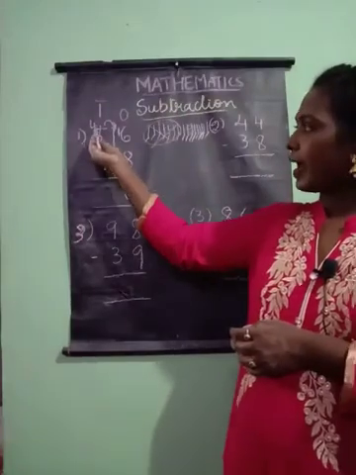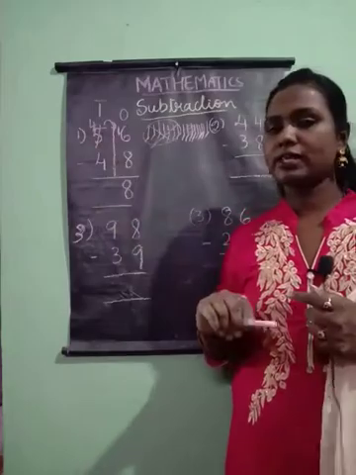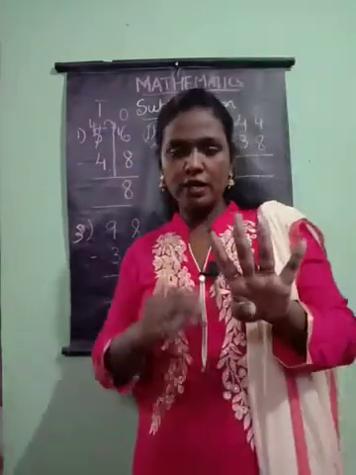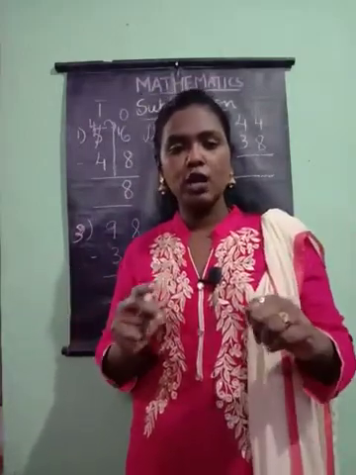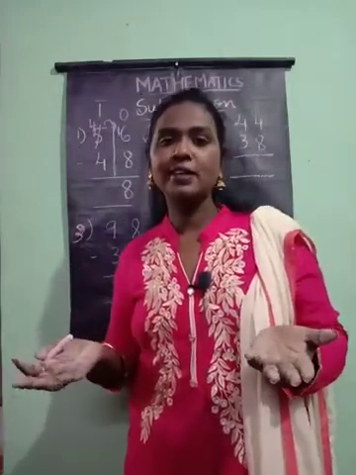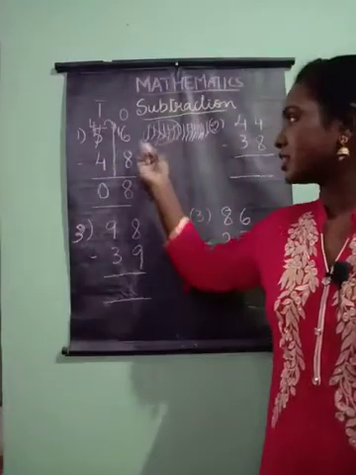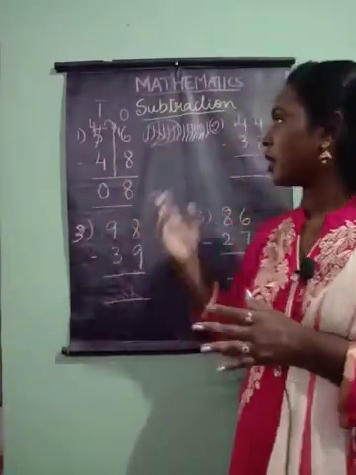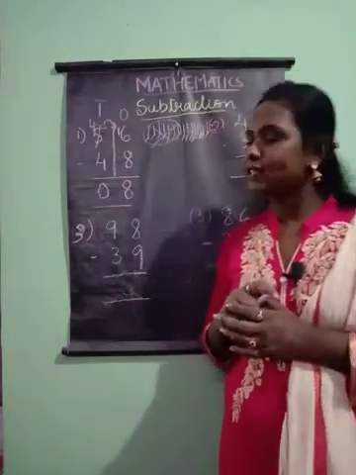Now here I have 4, not 5, because I gave a carry to 6. So 4 minus 4, if I take all 4 marbles or chocolates together, how much will be present in my hand? It is nil, right? So I would suggest writing 0. So 56 minus 48 is 8. I hope you understood this problem. Let us move to the next problem.